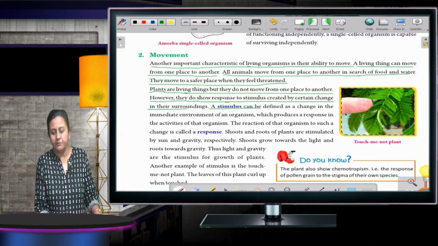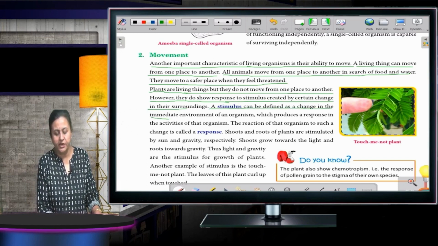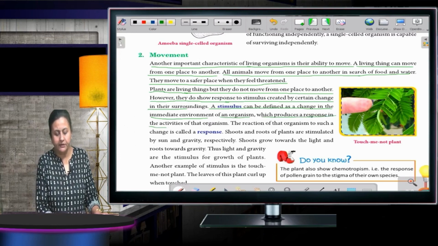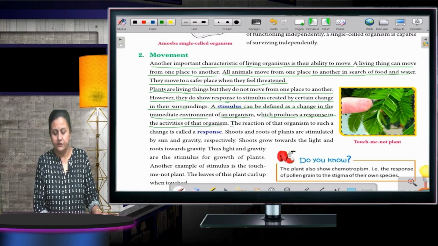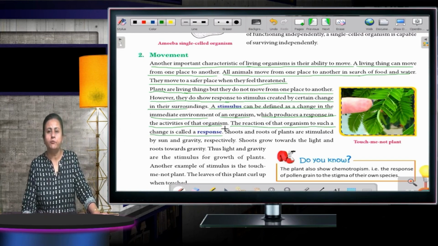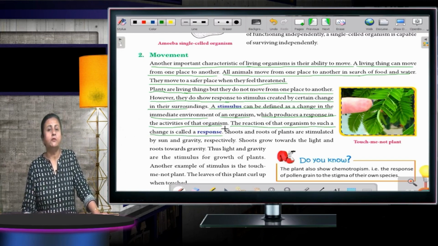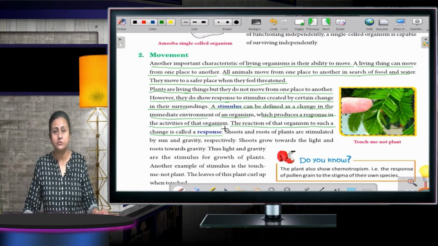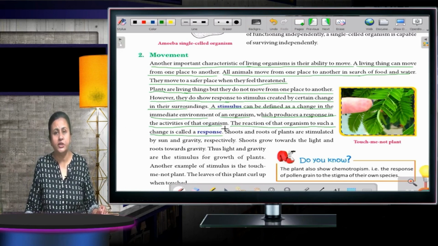A stimulus can be defined as a change in the immediate environment of an organism which produces a response in the activities of that organism. The reaction of that organism to such a change is called a response. Plants do not move, but still many of them respond. They do not move from their place, but they respond to stimulus. And what is a stimulus? It's a sudden, you can say immediate, change in the environment.